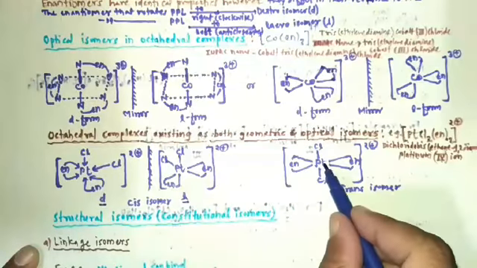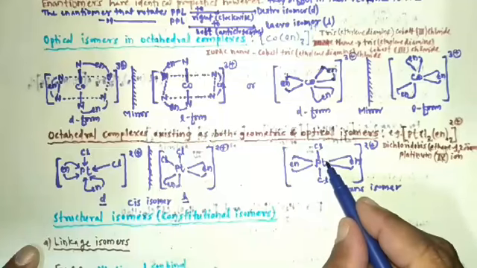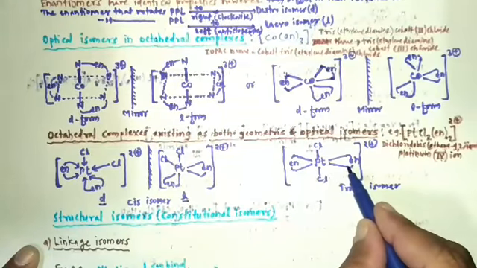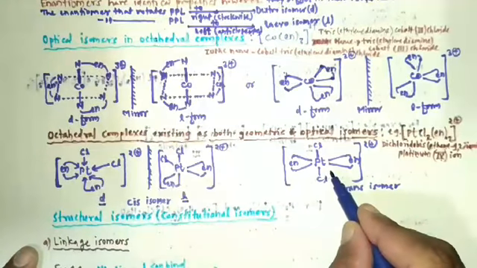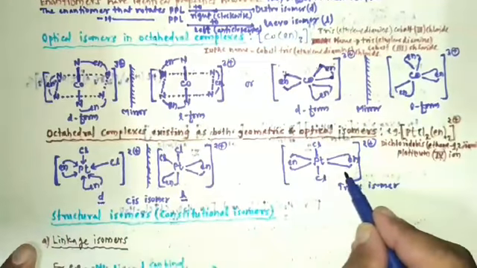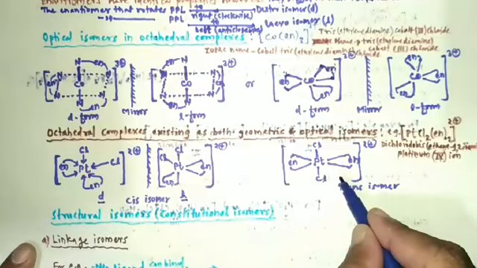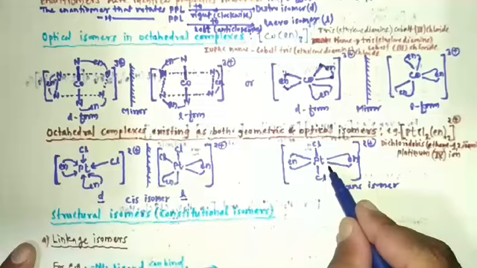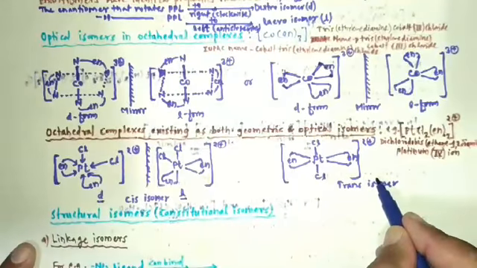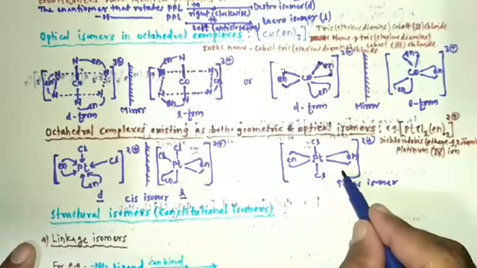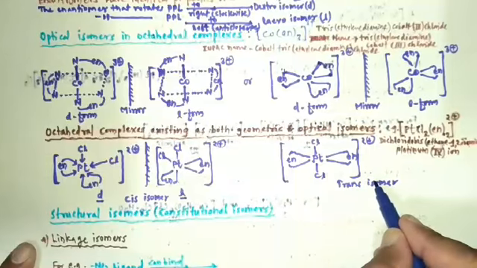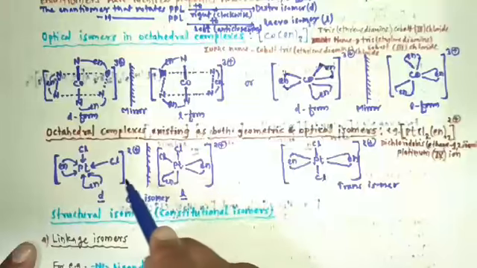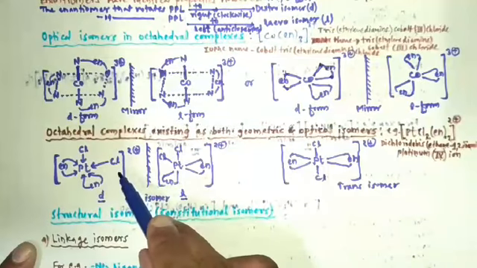This is the trans isomer. The trans isomer does not show optical isomerism because its mirror image is superimposable. Listen once again. The trans isomer does not show optical isomerism because its mirror image is superimposable. But this cis isomer, their mirror images are non-superimposable.